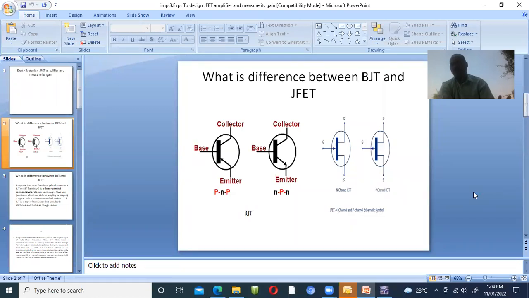So in all applications of today's world, we prefer it more. In the case of the radio amplifier, we prefer the JFET over the BJT. The reason behind it is that the JFET has high input impedance, so noise is not added.